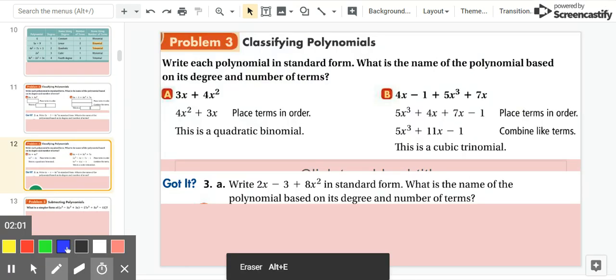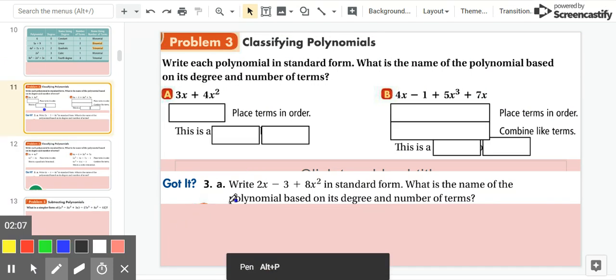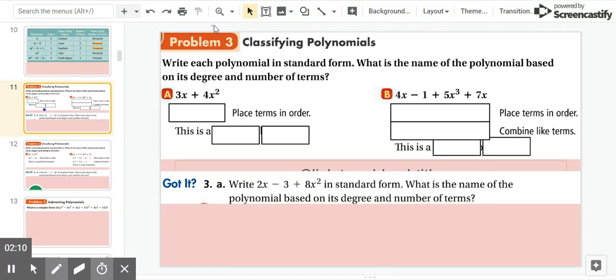Let's look at the example. So we need to place terms in order because you see x to the first and x to the second. X to the second is after x to the first. So I need you to put the greatest exponent first, 3x squared, and you need to check the greatest exponent, which is the second power. So what kind of polynomial is this? It's a quadratic binomial.